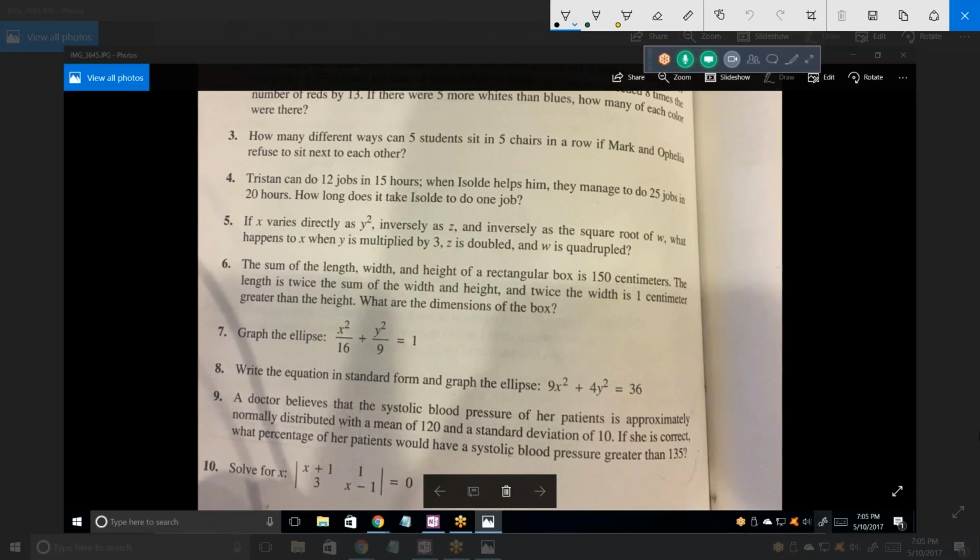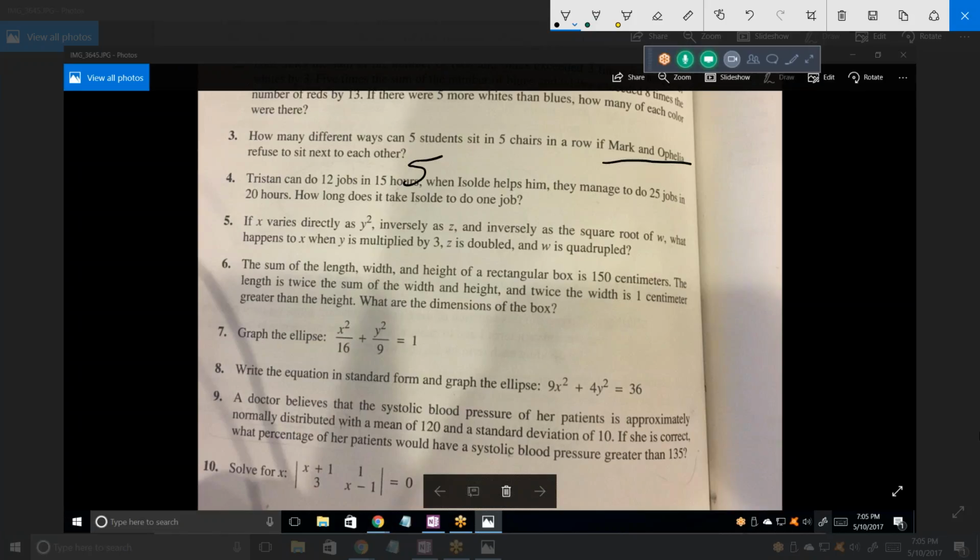How many different ways can 5 students sit in 5 chairs in a row? Well, let's forget this exception for the moment. How many ways could 5 students sit in 5 chairs? Let's take chair A. How many different ways can students sit in chair A? 120? No, 5. There's only 5 students. There's only 1 chair. It says 5 chairs though.